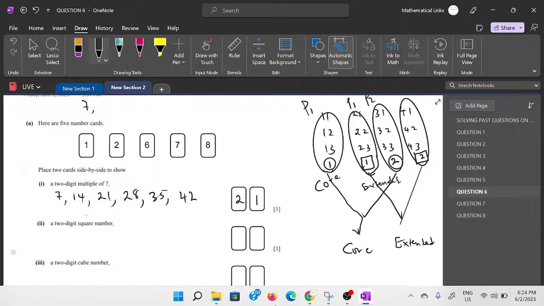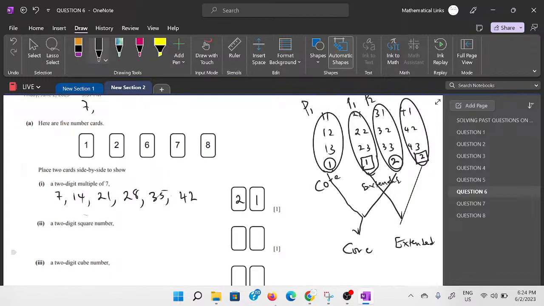If you like, you can choose 28 as your answer. Can we get 35? No. We cannot get 35. Can we get 42? No. We cannot get 42. So these are the available options. You can pick any of the two. Then the second one will be a 2-digit square number.